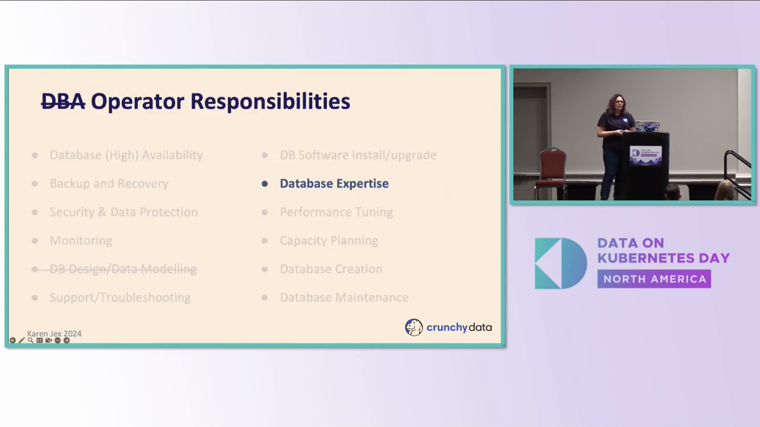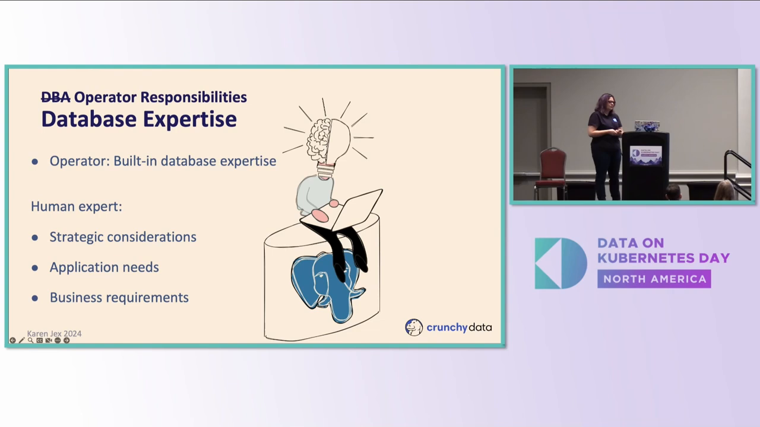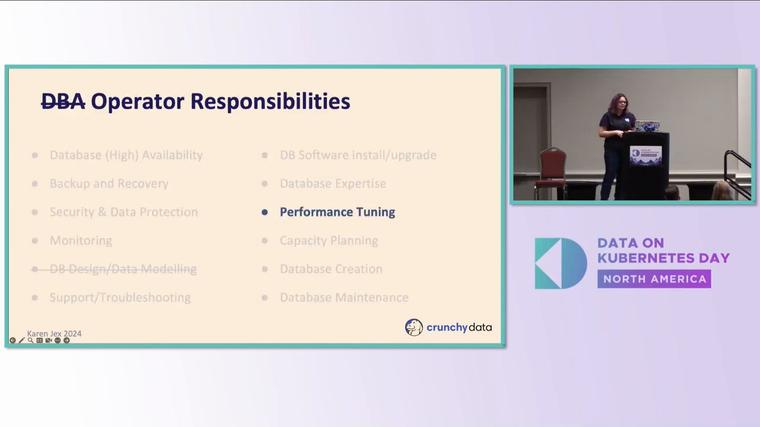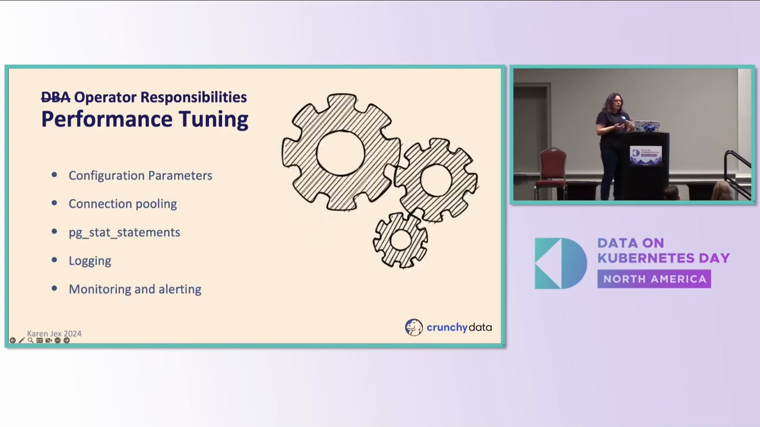Does the operator mean that we don't need database expertise? Well, as we saw, there's a lot of database expertise built into an operator, but you still need a human expert for strategic considerations, looking at the needs of the database application and considering business requirements. Again, some of the interesting parts of the job. The operator should help you with performance tuning, so it should be easy to set configuration parameters to appropriate values, increase resources when they're needed, configure connection pooling, and see what's going on in the database through pg_stat_statements and the monitoring that we already spoke about.